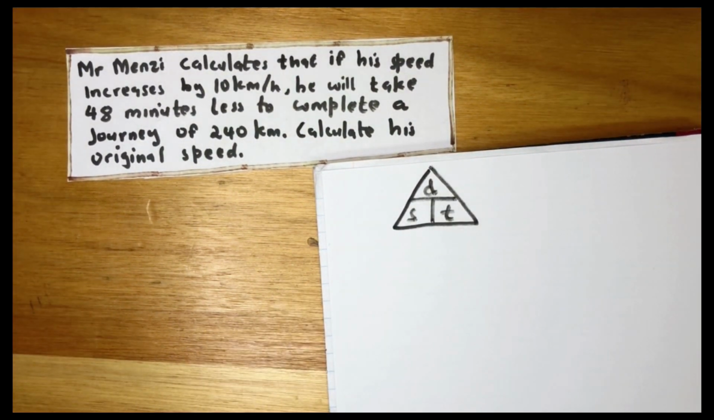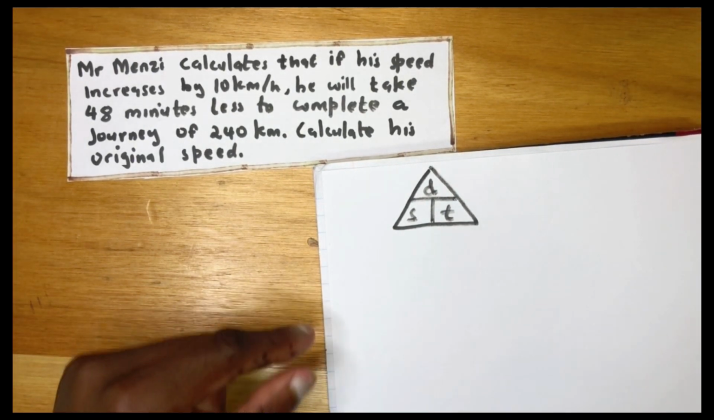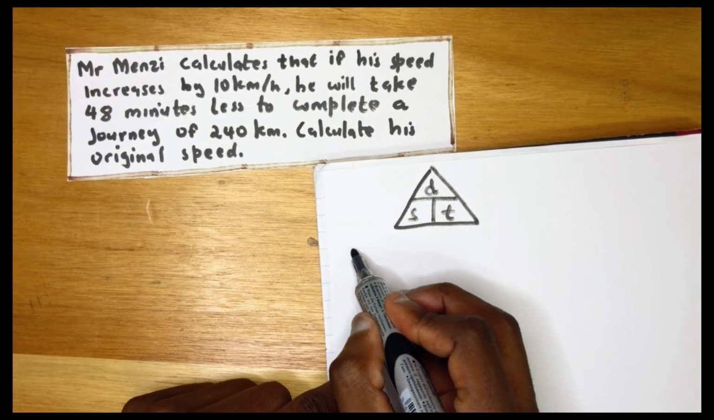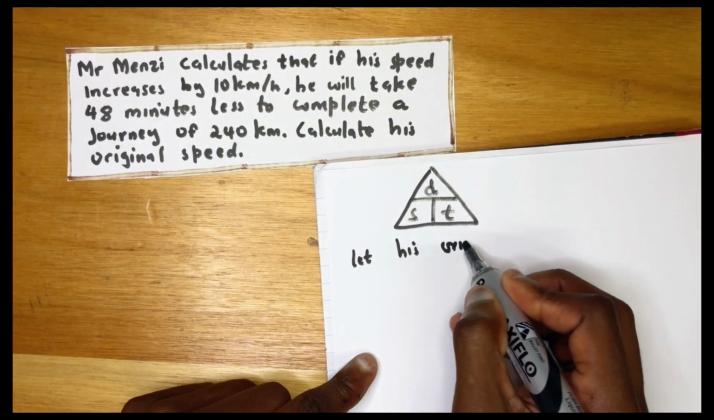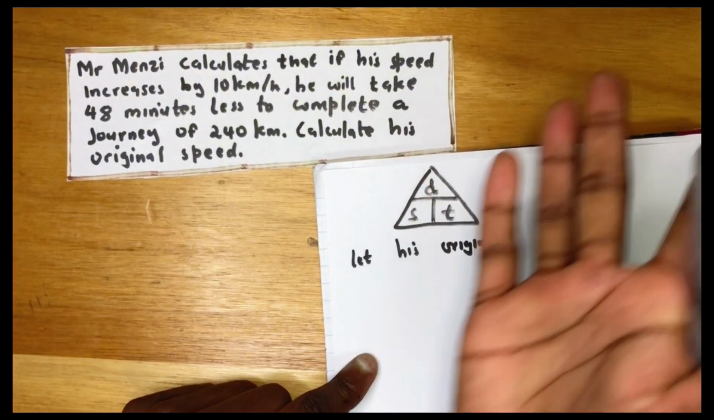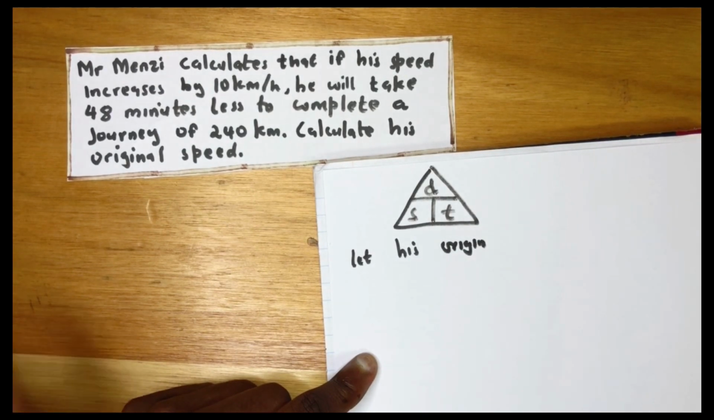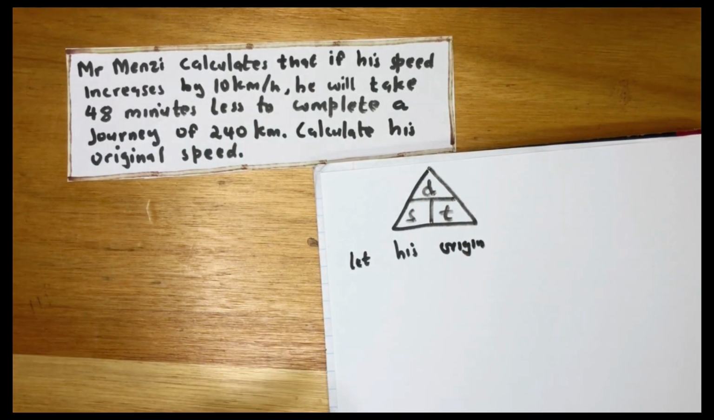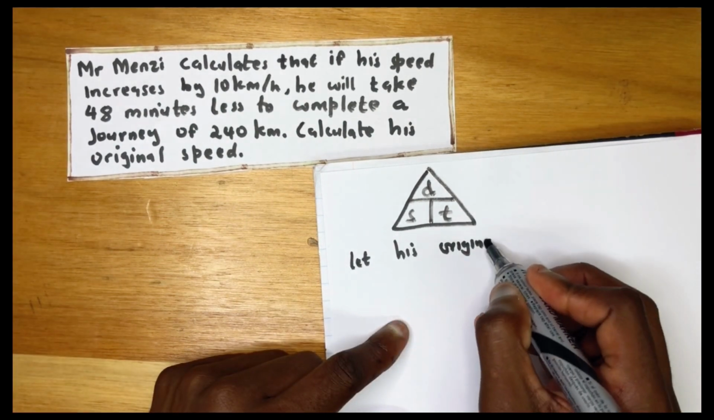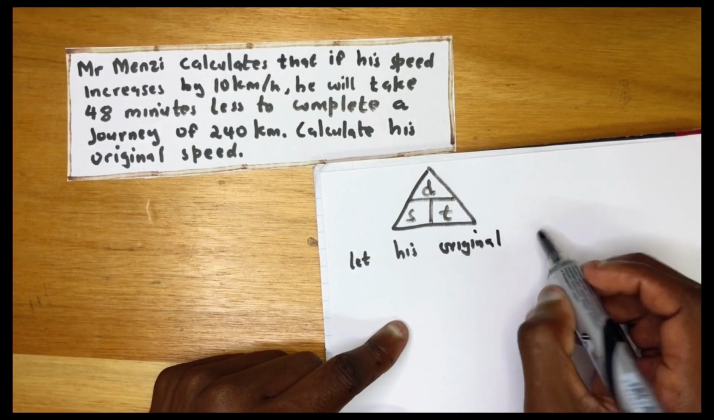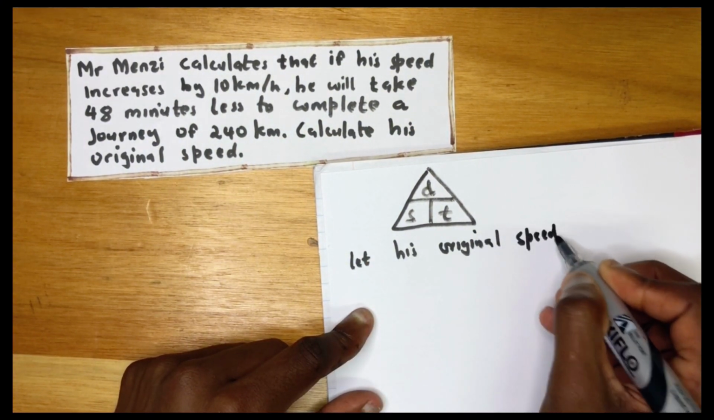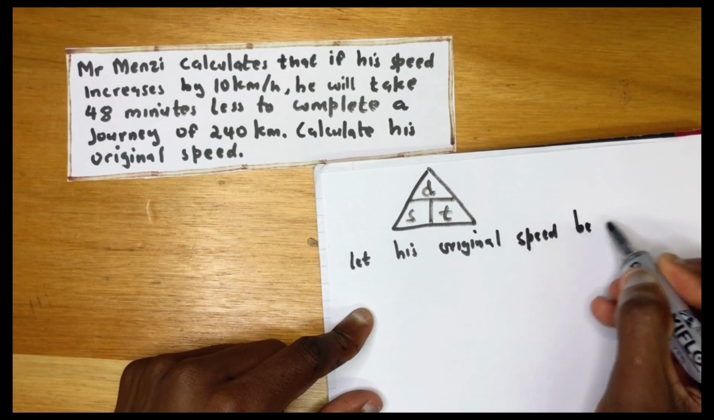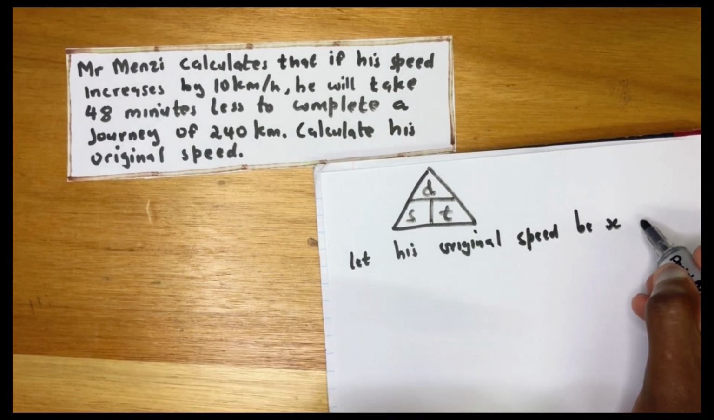That's what we know from grade 10. So before we calculate anything, we don't know his original speed. I'm going to say let his original speed, because this is Mr. Menzi, it's not Miss, because we assume Ntombi is a female. So original speed, let his original speed be x.